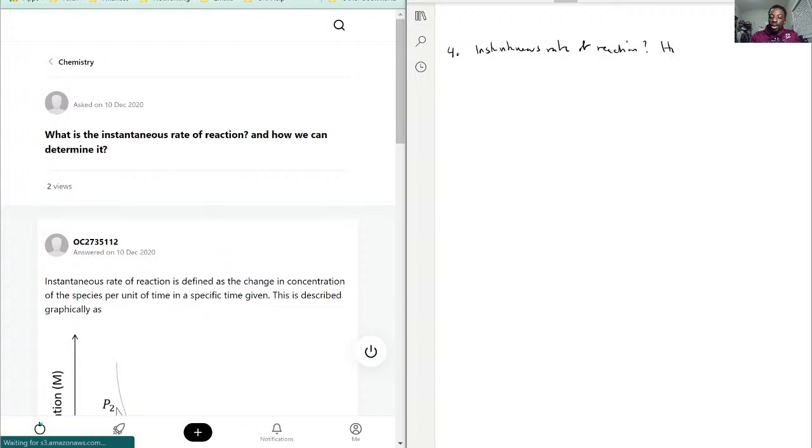And how to determine it? So I actually like this description a lot in regards to it. Here it says the instantaneous rate of reaction is defined as a change in concentration of the species per time in a specific time given.